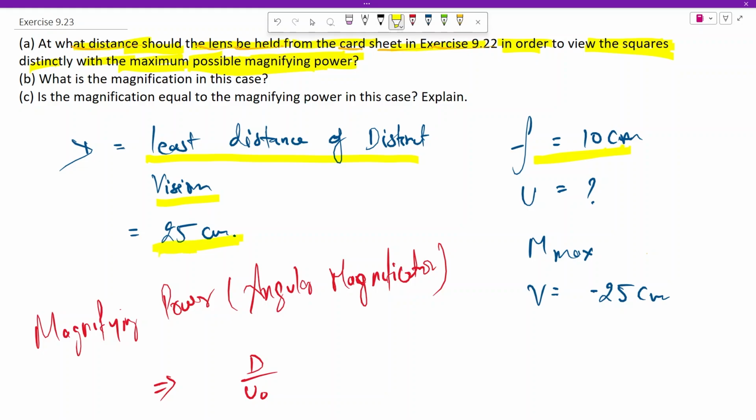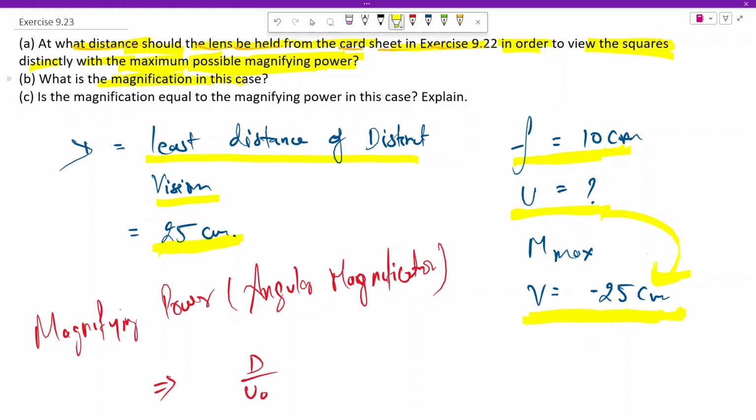So we can deduce from this that v should be equal to minus 25 centimeter. That is, the final image should be at least 25 centimeter away from the eyes. Now we have got the value of v, we have the value of f. Now we have to find out the value of u such that this case is met. We also have to find out the magnification in this case.